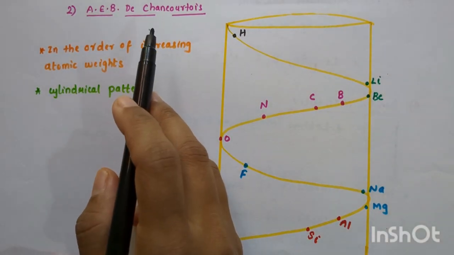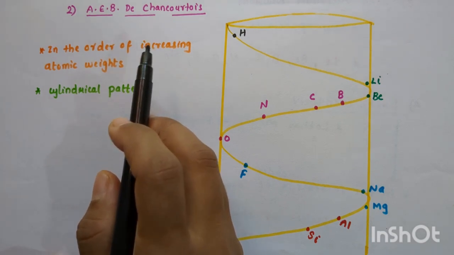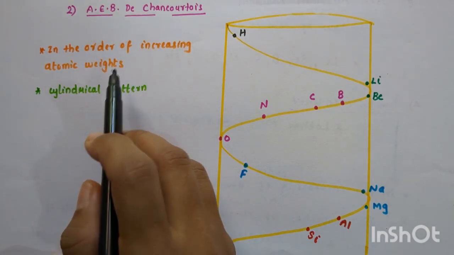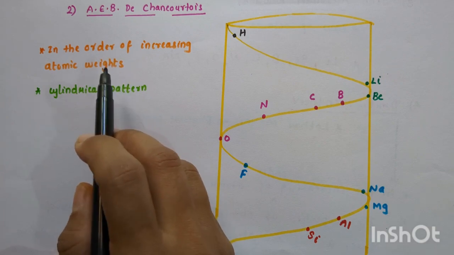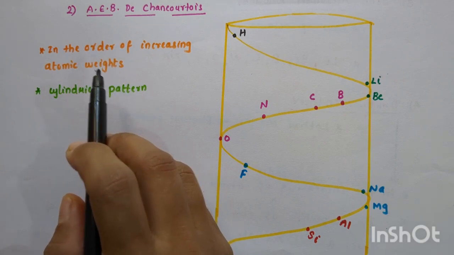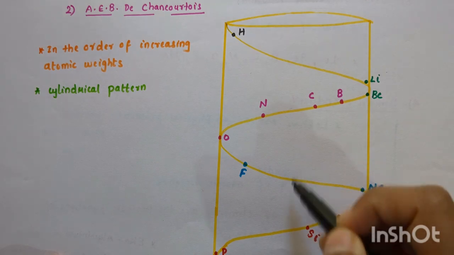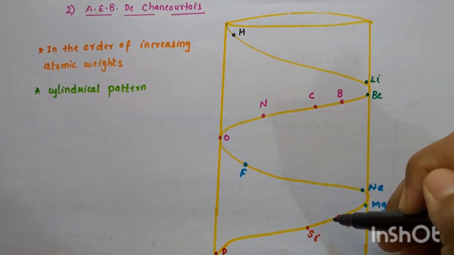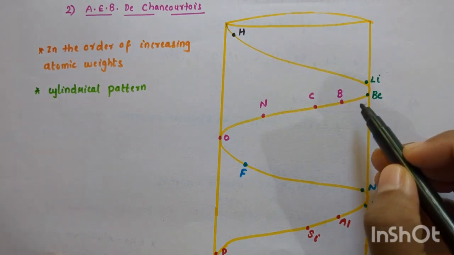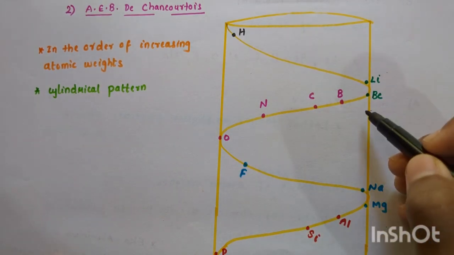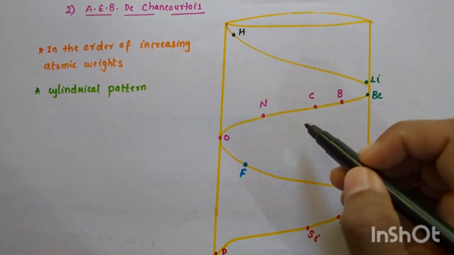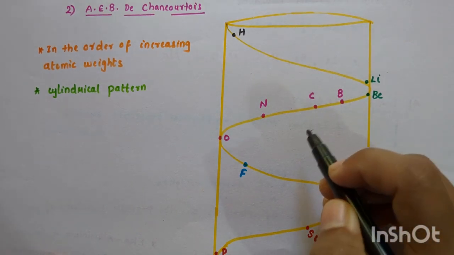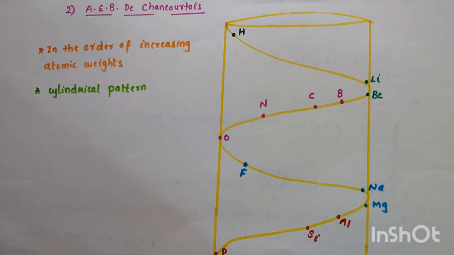This geologist arranged the then known elements in increasing order of atomic weights and made a cylindrical table of elements. He used a cylindrical representation with elements arranged in a spiral pattern. But this attempt did not attract much attention and was not widely accepted.